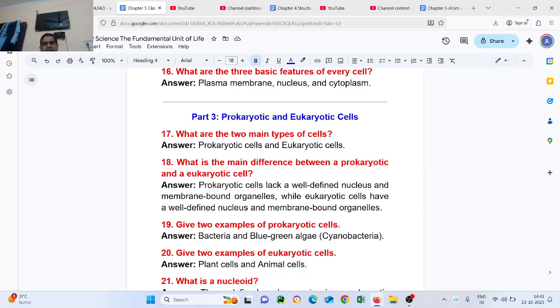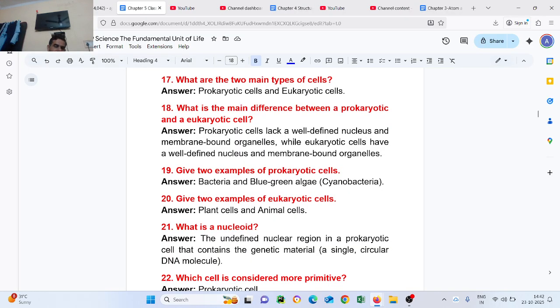Question number 19. Give two examples of prokaryotic cells. Bacteria and blue green algae, cyanobacteria. Question number 20. Give two examples of eukaryotic cells. Plant cell and animal cell.